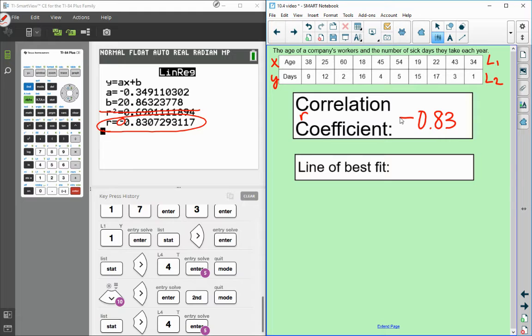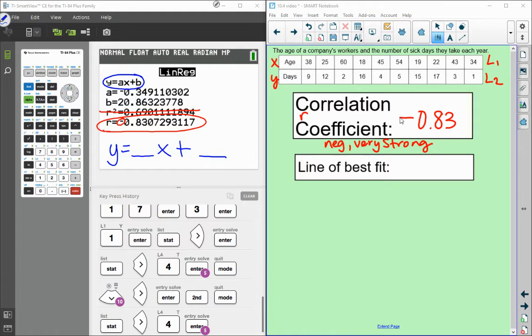Okay, if I look at my list, that's telling me that this is a negative correlation, and it's also very strong. It's a pretty good correlation. So negative, very strong. Now we need to have the line of best fit. This is my favorite part because your calculator gives you a key. Here is your key. It says y equals ax plus b.